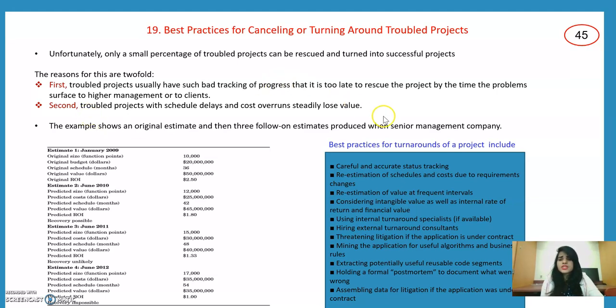These are the best practices for turnaround of a project, which include careful and accurate status tracking, re-estimation of the schedules and the cost due to requirement changes, re-estimation of the values at frequent intervals, and considering intangible values as well as the internal rate of return. These are the different practices for turnaround of a project.